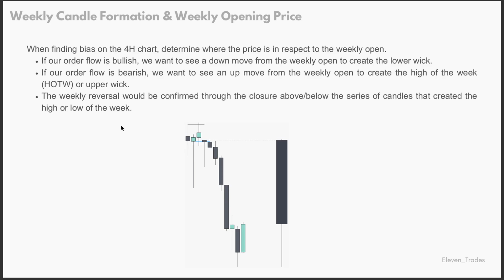If the price is creating the low of the week first, then the rest of the body of the candle will expand higher. If the price is creating the high of the week first, then the rest of the body of the candle will expand to the downside.